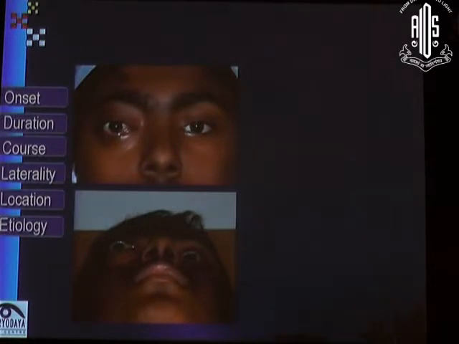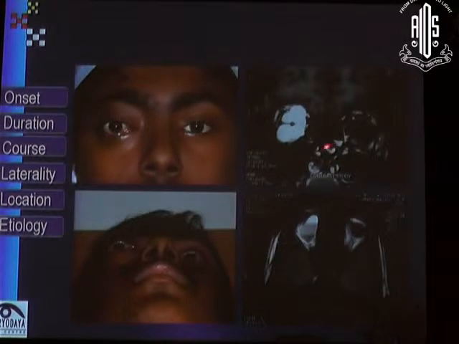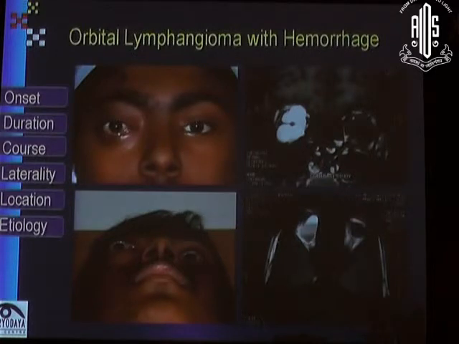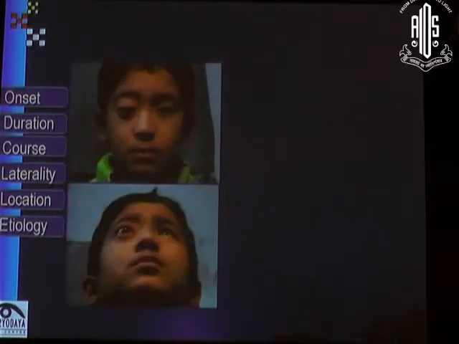So we got MRIs done, and what you find is a very cystic lesion surrounding the optic nerve. The high signals are because of the presence of blood within the lesion. And these fluid levels that you see on the scan reveal the nature of the disease. This is a lymphangioma which had a bleed within it. And this patient just underwent orbital aspiration and the swelling subsided.